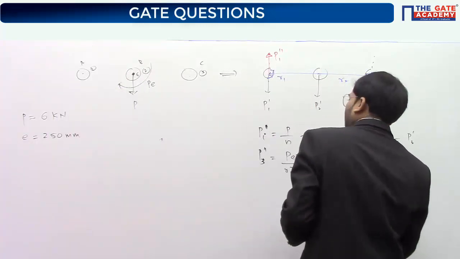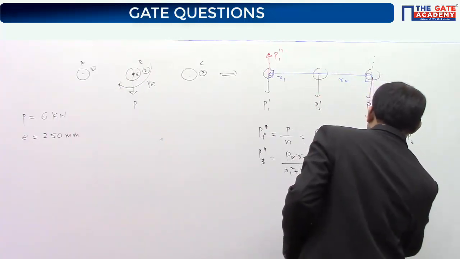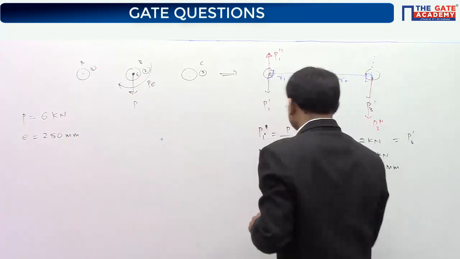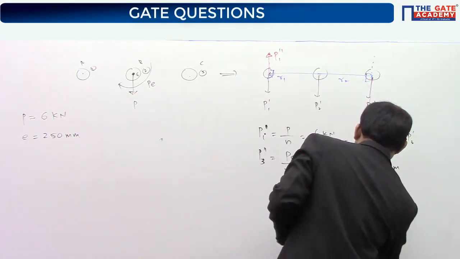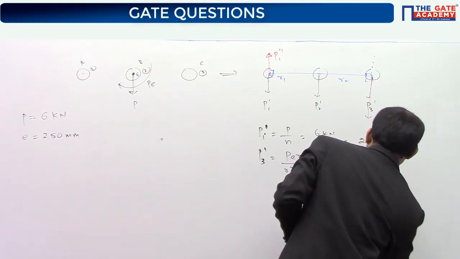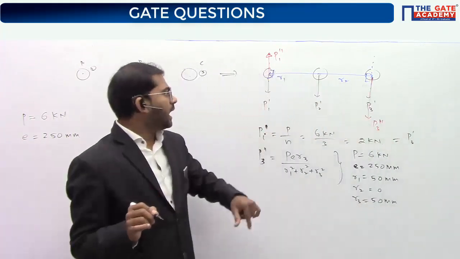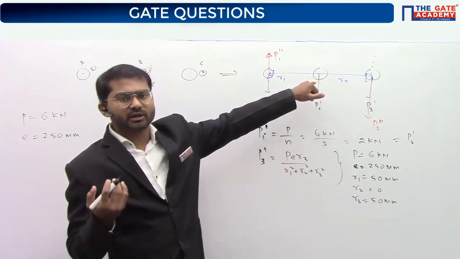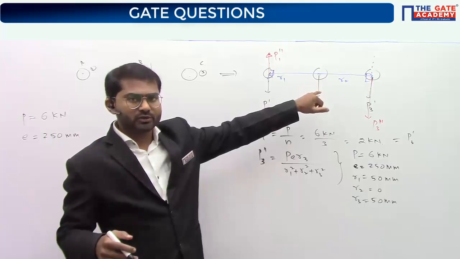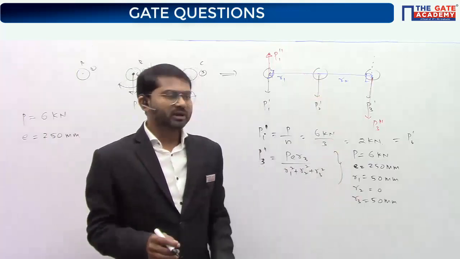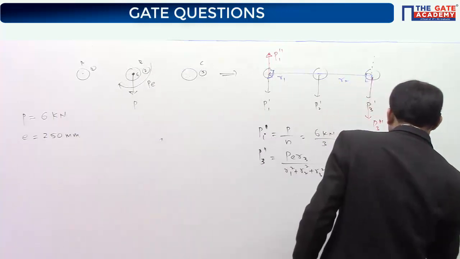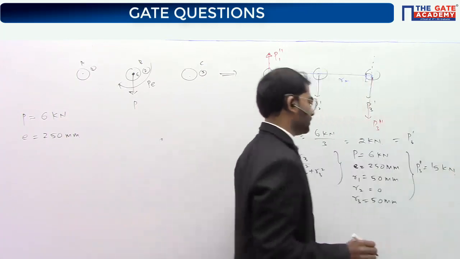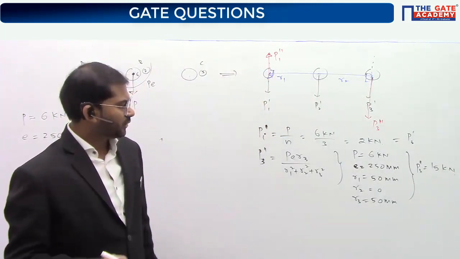So you take the value of e, which we already know as 250 millimeters, and R1 is this one, given as 50 millimeters. R2 value is equal to 0, and R3 value is again 50 millimeters. R2 coincides with the centroid. Ri is the distance of the rivet from the centroid, so as they both coincide, the R2 value becomes 0. If you substitute all these values, this gives you the P3 double dash value as 15 kilonewton. You can check the calculations. So we will get it as 15 kilonewton.